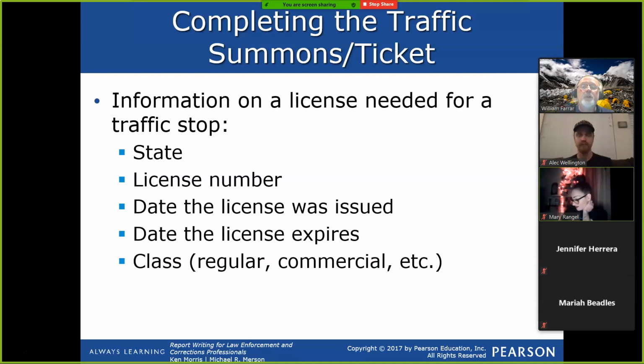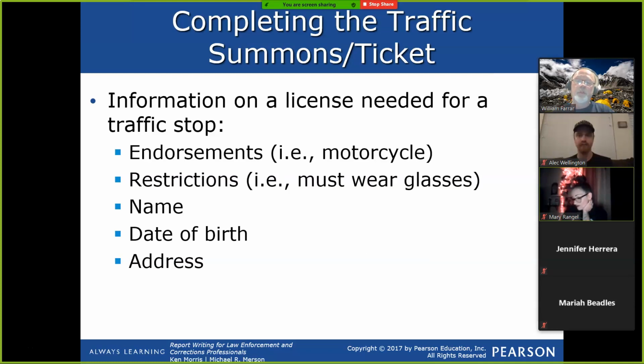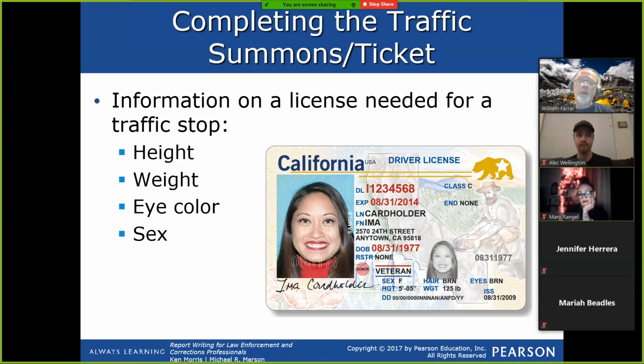And then you have to look at the class of driver's license. Are they riding a motorcycle? So do they have a motorcycle endorsement for that? Are they driving a big rig truck? So do they have a commercial endorsement? These are just little things for you to look at, and it's typically all listed on the driver's license. We talked about glasses, again, their name, date of birth, address, all of that stuff should be on there.